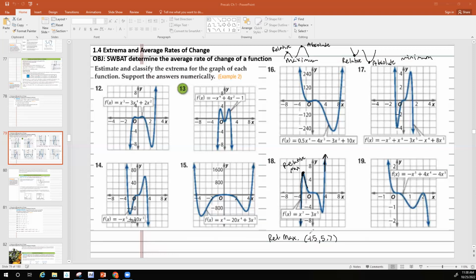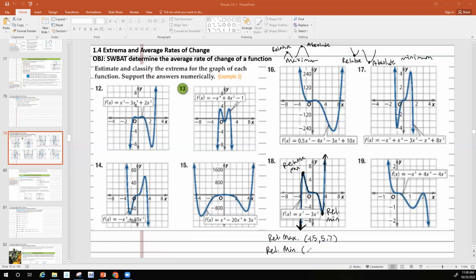And here, is there a minimum here? Yeah. So here it goes decreasing, decreasing, decreasing, and then suddenly it increases right here. That's another turning point. That's a minimum. And is that the relative minimum or the absolute minimum? So on the left side, it actually goes all the way to negative infinity. So this is another relative minimum.